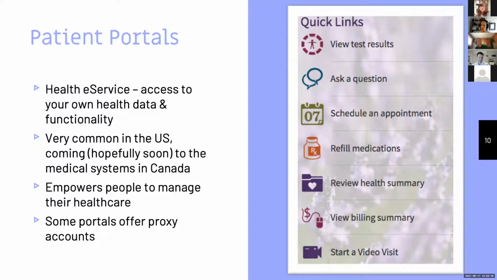And some portals at various hospitals and clinics and so on offer official proxy accounts where a close other can get a separate login and help with the health management. This is obviously ubiquitous for parents of small children because the small children don't log in themselves, but it's also possible for people who are helping older adults with their health care.